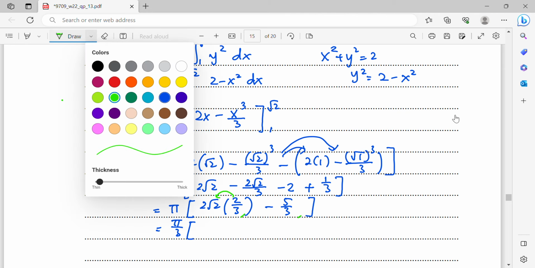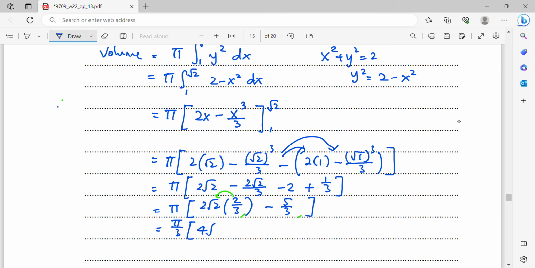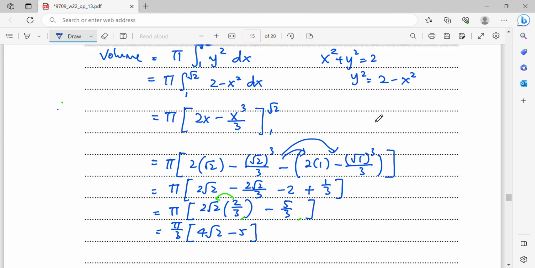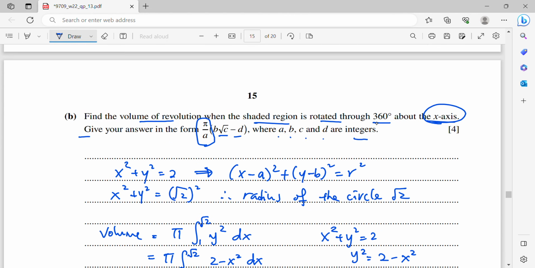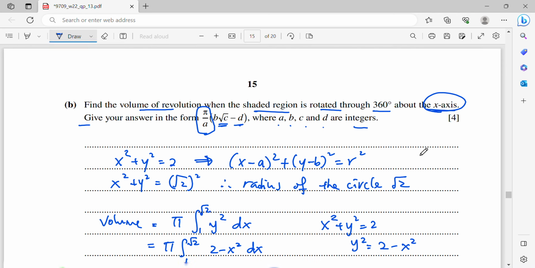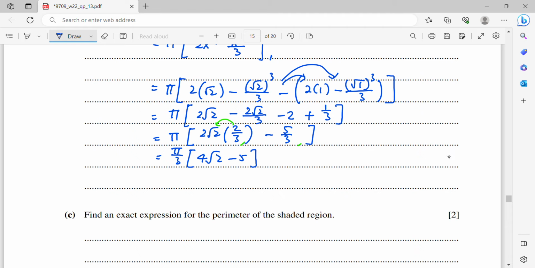Here is going to be 4 root 2 minus 5. Okay, now again compare with the given form. Your given form is the root, then minus a d. So now we have found all the a, b, c, d. So this is the volume. Alright.